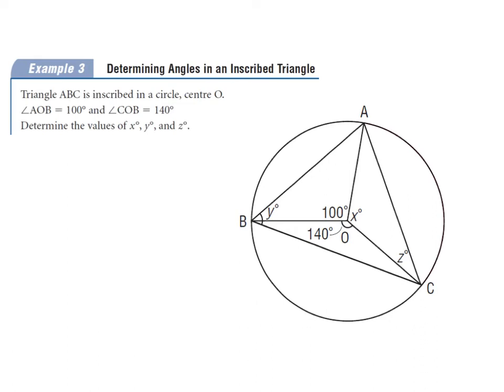Last example for today. So triangle ABC is inscribed in a circle. ABC, okay, just that triangle there. So angle AOB is 100 degrees. AOB, okay, so they've labeled that for us. Angle COB is 140. COB, 140. Perfect. They labeled that for us there too. Find the values of X, Y, and Z. So we're trying to find 3 missing angles this time.